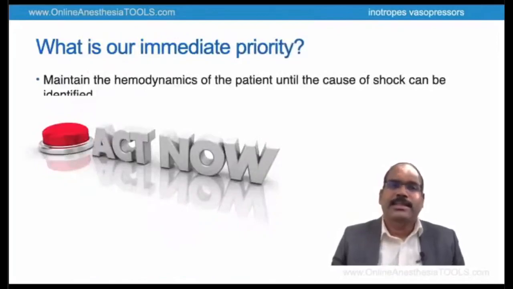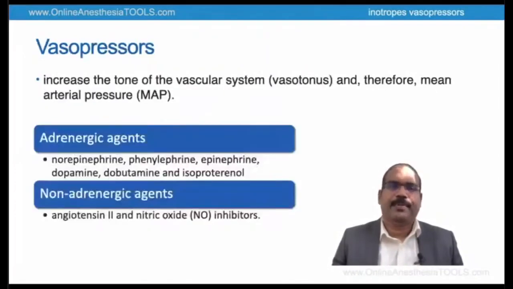Here our main priority is to maintain the hemodynamics of the patient until the cause of shock can be identified. This is mainly achieved with fluid resuscitation, inotropic and vasopressor therapy. Let's see what are vasopressors. These are a heterogeneous class of drugs with powerful and immediate hemodynamic effects that increase the tone of the vascular system, that is vasotonus, and therefore mean arterial pressure. Restoration of adequate pressure is the criterion of their effectiveness. However, remember, blood pressure is not always equivalent to blood flow.